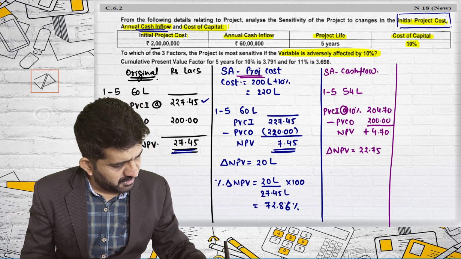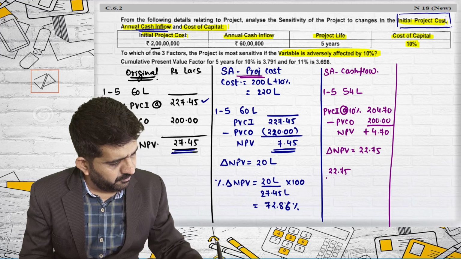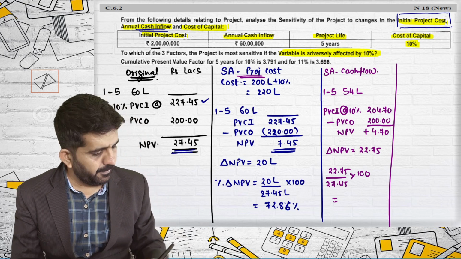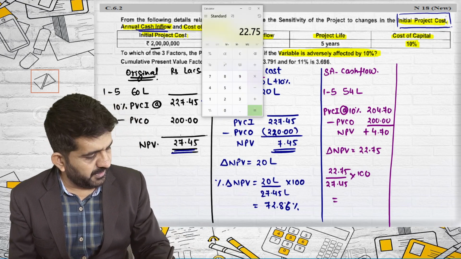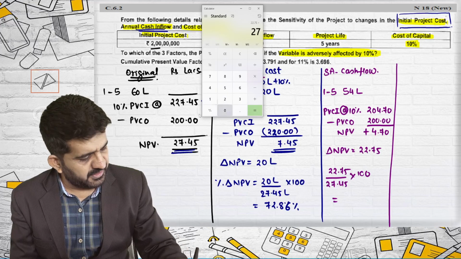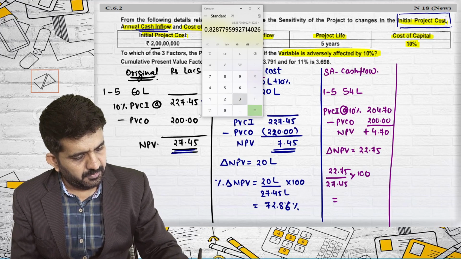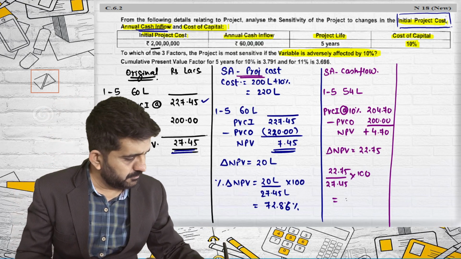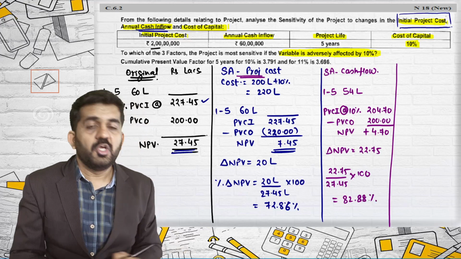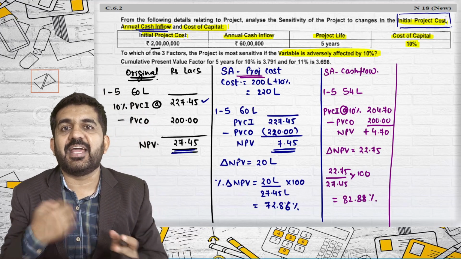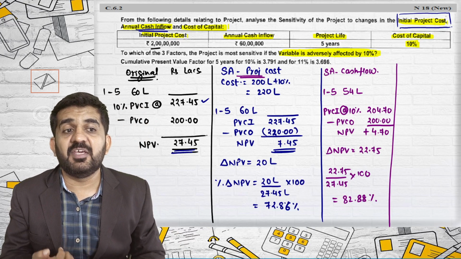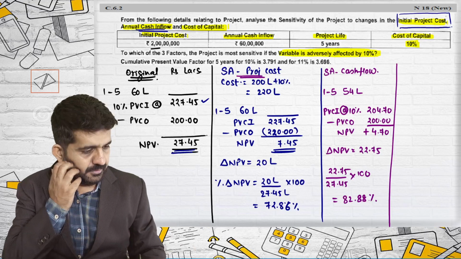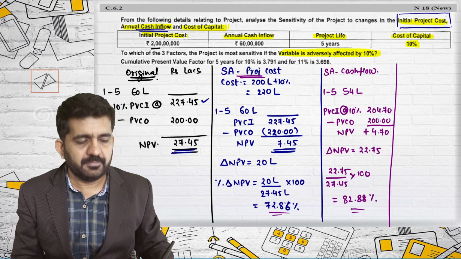In terms of percentage, it will be 22.75 divided by 27.45 multiplied by 100, which is 82.88. If cash flow decreases by 10%, my NPV will decrease by 82.88%. This is what it means. So it is measuring sensitivity.